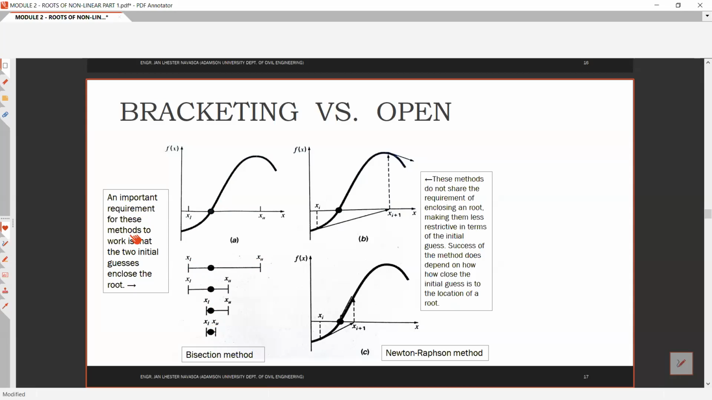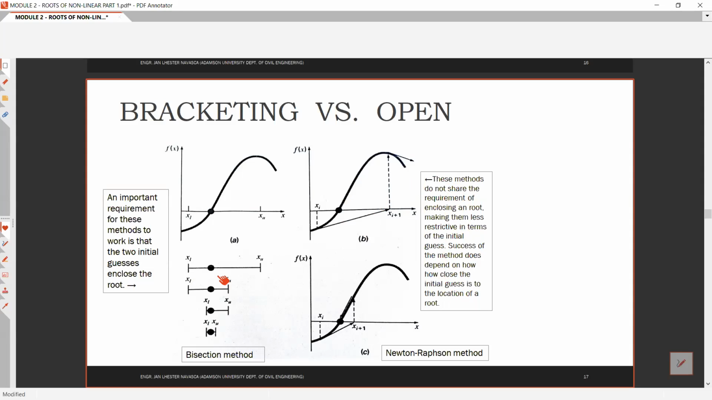So an important requirement for this method to work is that meron kang two initial guesses that enclose the root. May nasa gitna yung root. For the Newton-Raphson method, another example naman siya for the open method, this method does not share the requirement of enclosing the root, so making them less restrictive in terms of the initial guesses. So okay lang kahit anong initial guess mo, you will arrive at the root. Success of the method does not depend on how close the initial guess is to the location of the root. So it doesn't matter kung nasaan ka, ano yung initial guess mo dito sa Newton-Raphson. Kasi it will always arrive at the root.